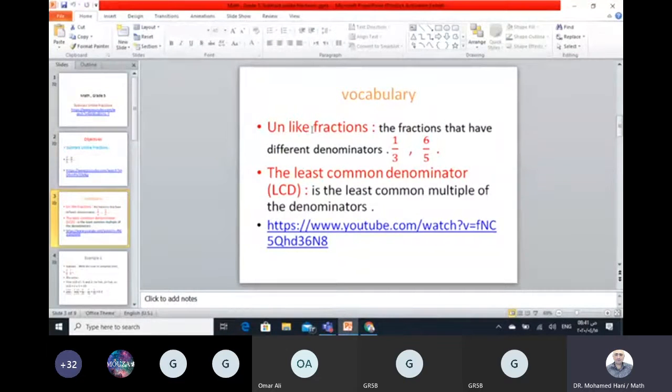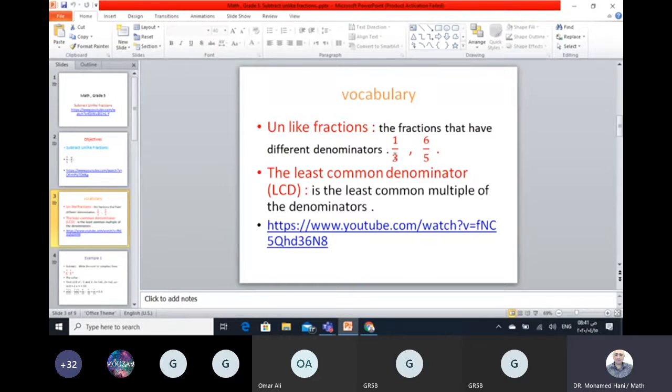What's the meaning of unlike fractions? The fractions that have different denominators. Look at this example. As you see, we have 2 fractions. Look down here at the denominators. Here we have 3, here we have 5. When you have different denominators, it means you have unlike fractions.